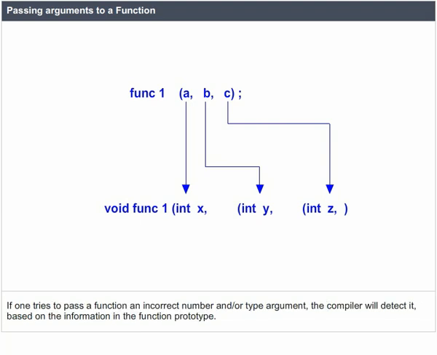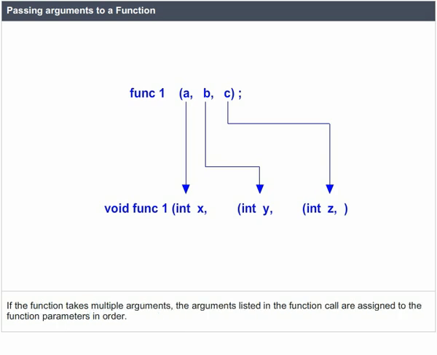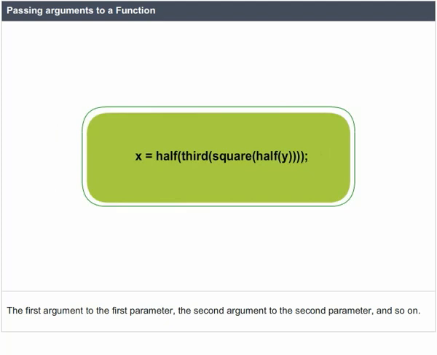If one tries to pass a function an incorrect number and/or type of arguments, the compiler will detect it based on the information in the function prototype. If the function takes multiple arguments, the arguments listed in the function call are assigned to the function parameters in order: the first argument to the first parameter, the second argument to the second parameter, and so on. Multiple arguments are assigned to function parameters in order.